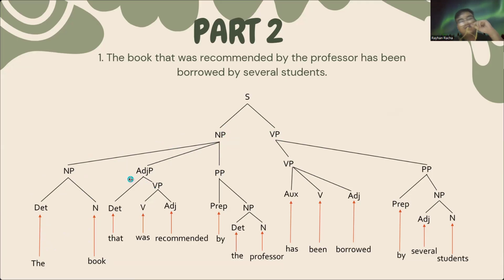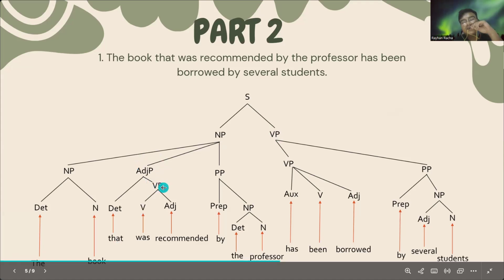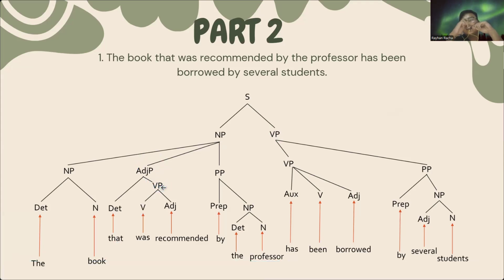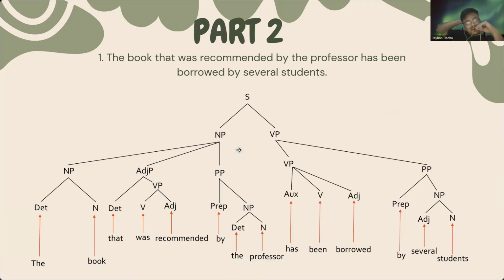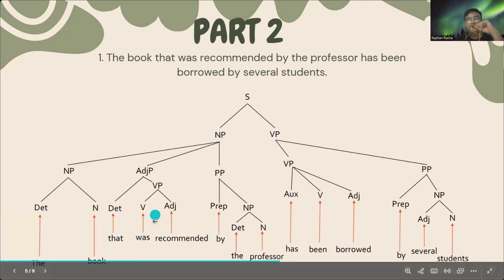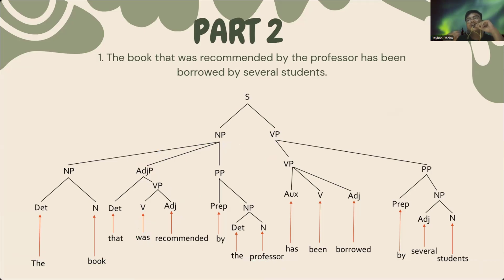Inside of the adjective phrase, we can divide it by the determiner, from the word "that", and we have a verb phrase itself, another verb phrase in that sentence, which we can extract again into a verb, which was "was", since we knew that it was in the past, and we have an adjective, which was "recommended".